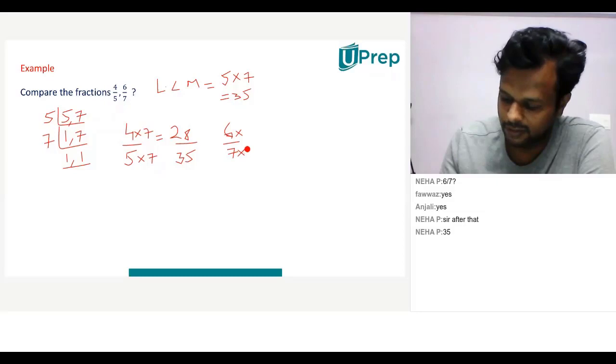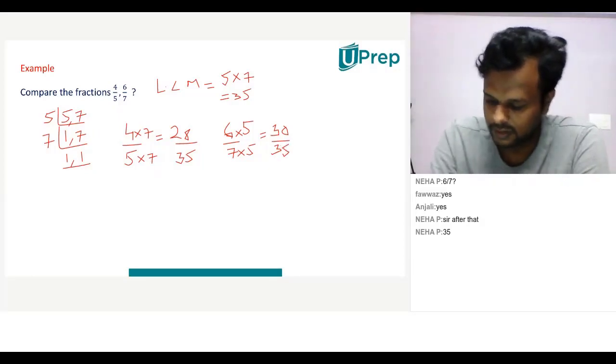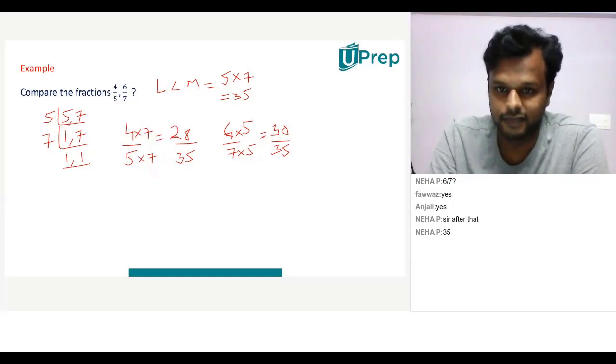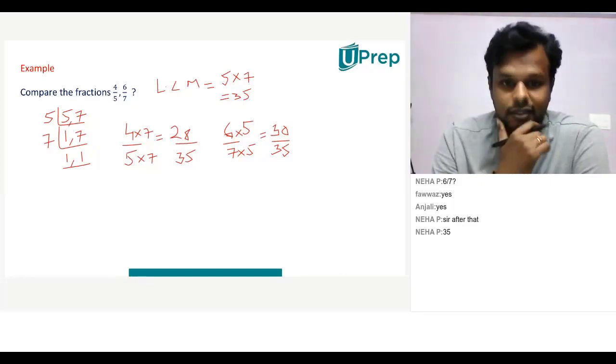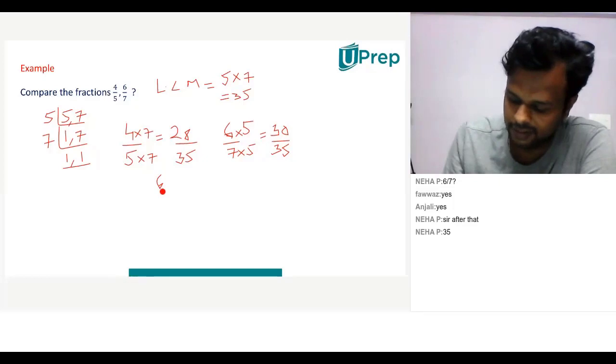I need to multiply the numerator and denominator with 5. Only then the denominator will become 35 here. So children, this becomes 30 by 35. So children, which one is greater? 30 by 35 is greater than 28 by 35. So the answer will be 6 by 7.